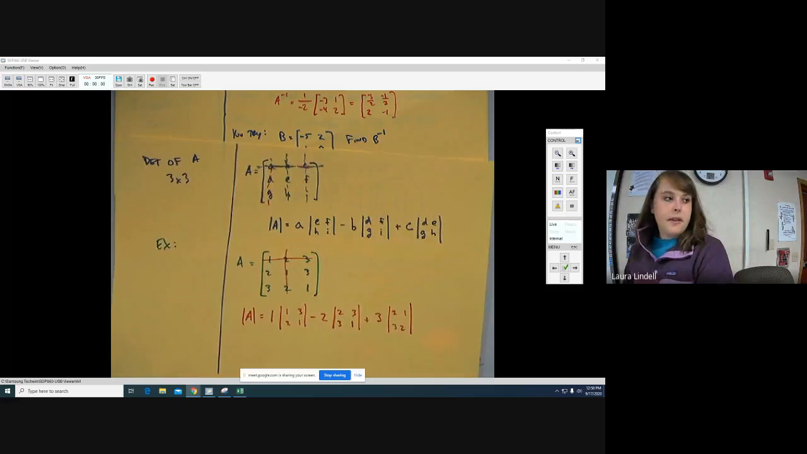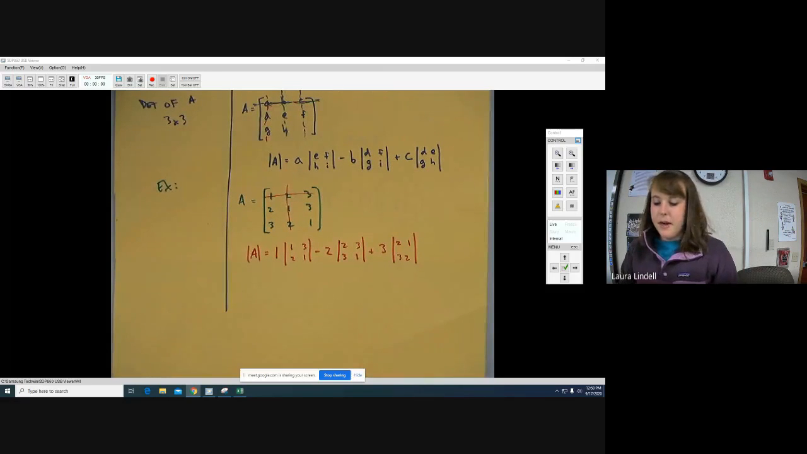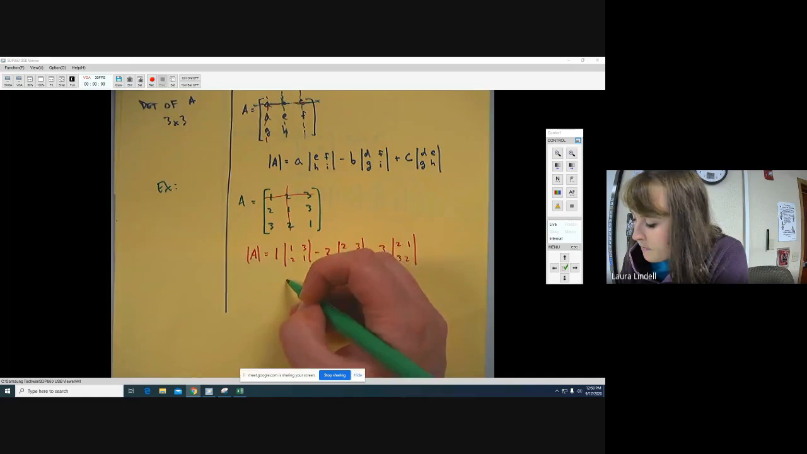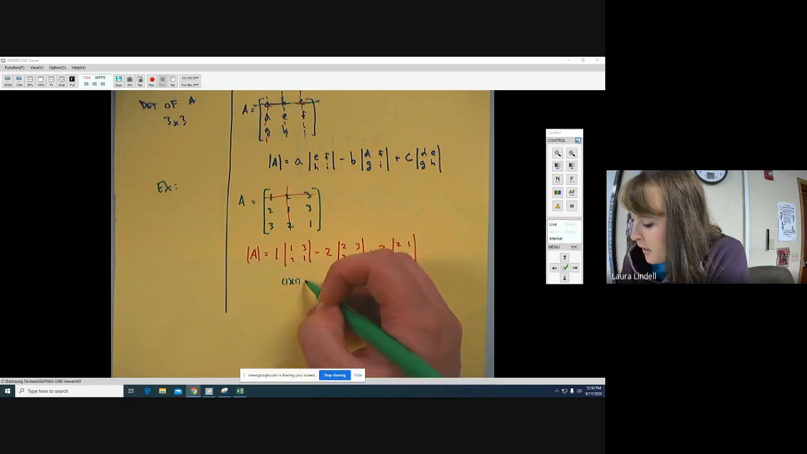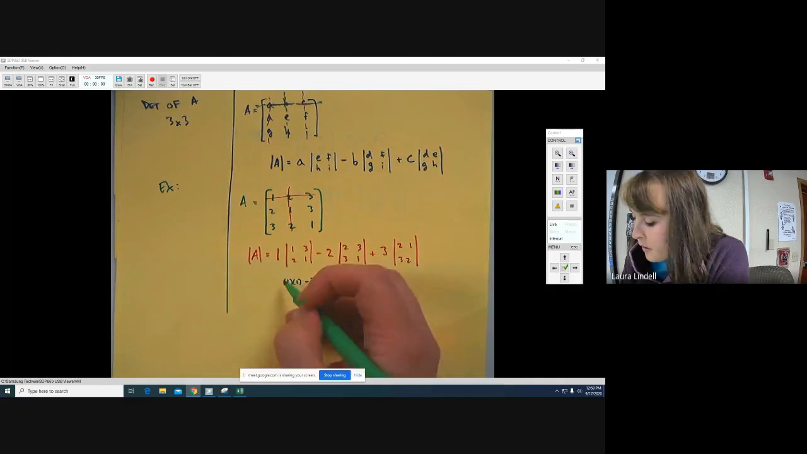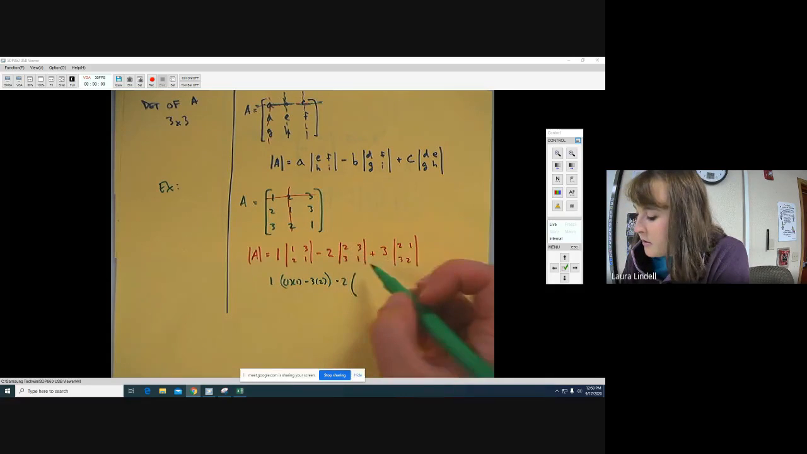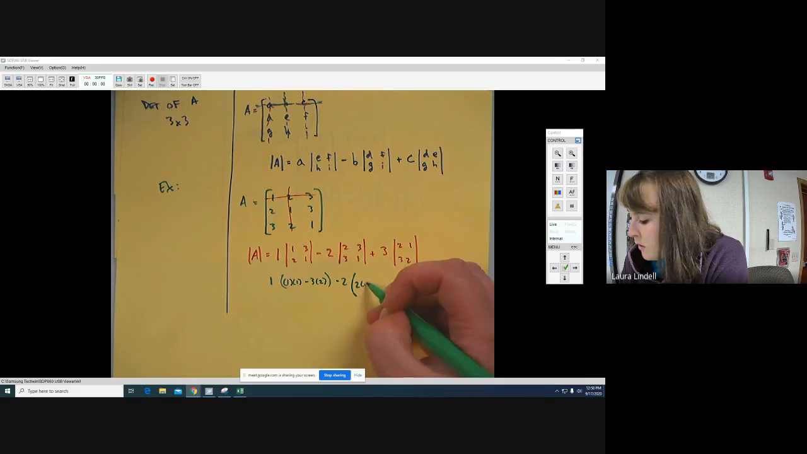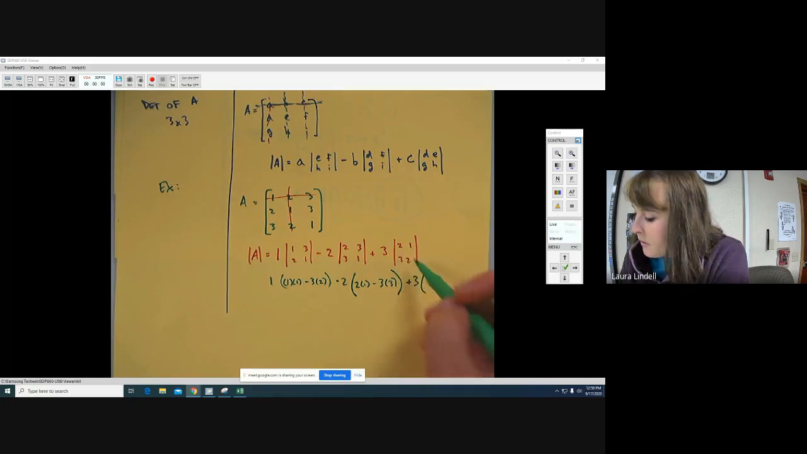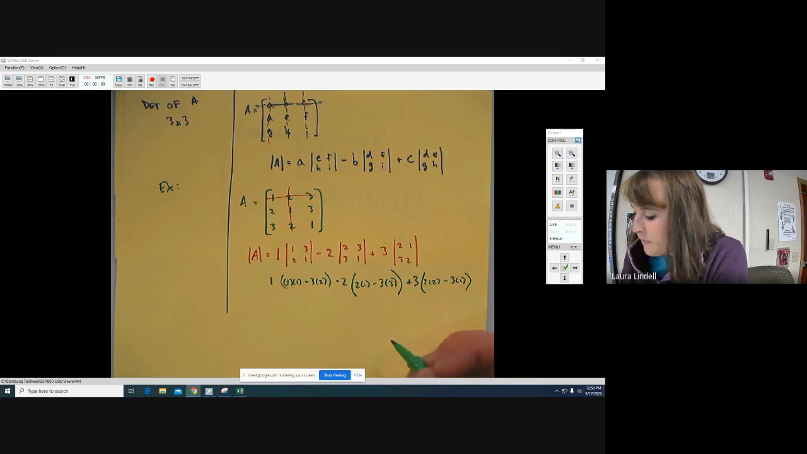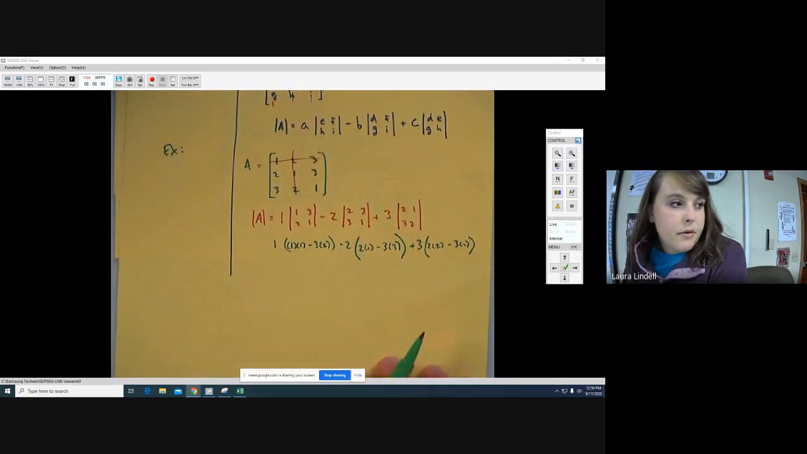And then this becomes something that we've seen before, just a bunch of determinants of 2x2s. So we would go for this determinant 1 times 1 minus 3 times 2. Then minus 2 times the determinant of this, so 2 times 1 minus 3 times 3, plus 3 times the determinant of this, so 2 times 2 minus 3 times 1. And then we go through and simplify.